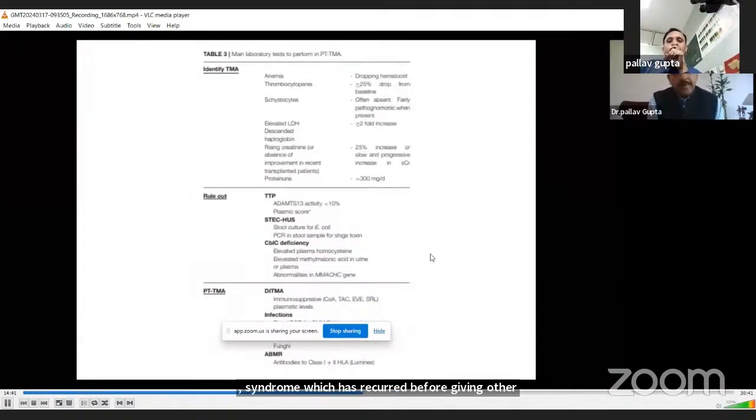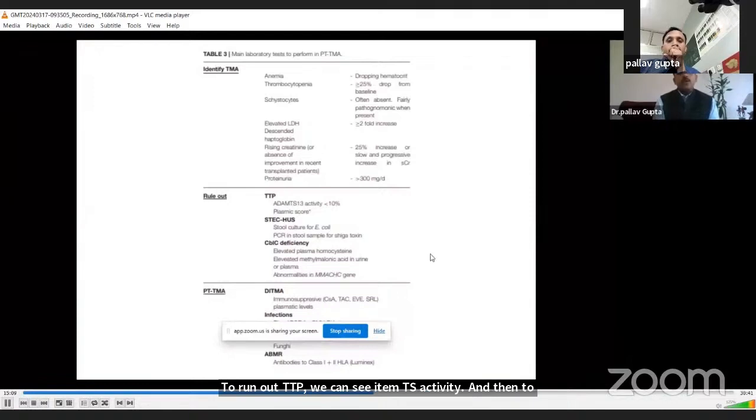Now, what are the various laboratory tests which can be performed for post-transplant TMA? To identify that TMA is going on, we can do testing for anemia, thrombocytopenia, to look for schistocytes, LDH levels, and haptoglobin levels. To rule out TTP, we can check ADAMTS13 activity, and then look for cobalamin deficiencies.